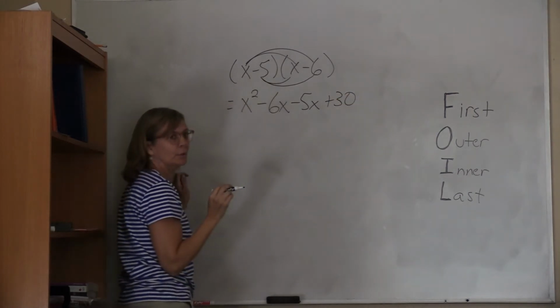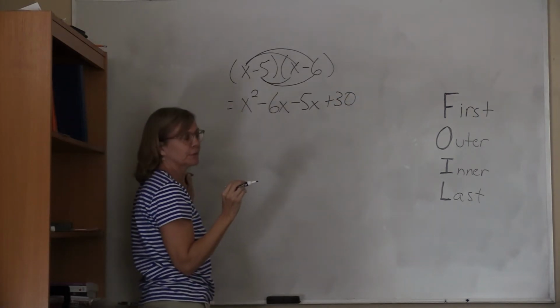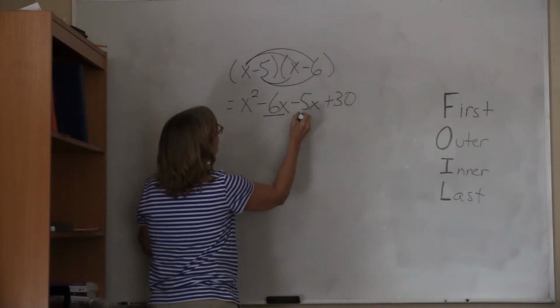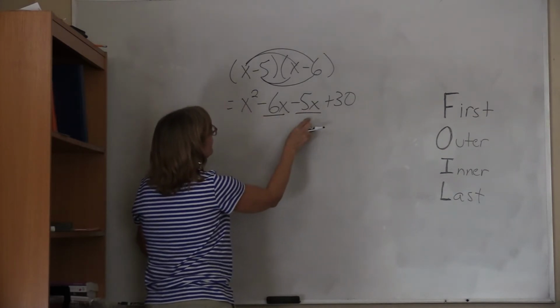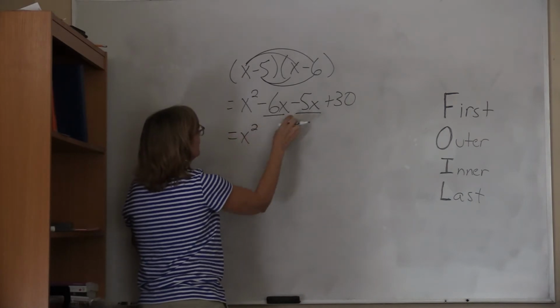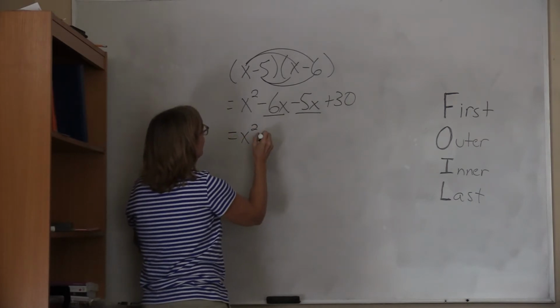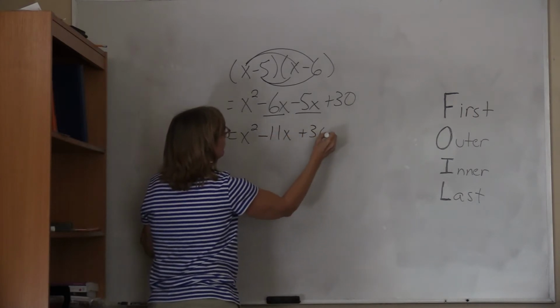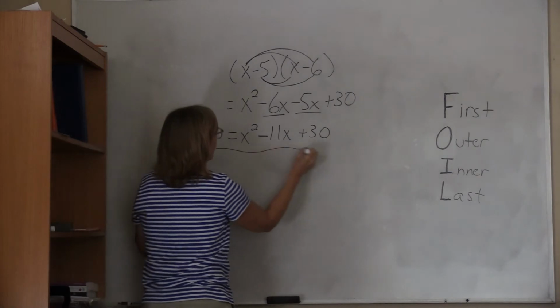Again, your calculator will do that for you. If you get concerned about the rules, check it yourself on the calculator, okay? Combining the inner terms, the like terms, negative 6x minus 5x. You can do your calculator, do negative 6 minus 5. What you're going to get is minus 11x, and then your plus 30. Okay, let's do one more.